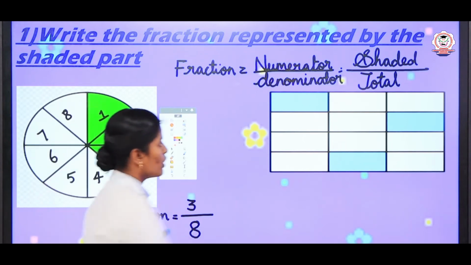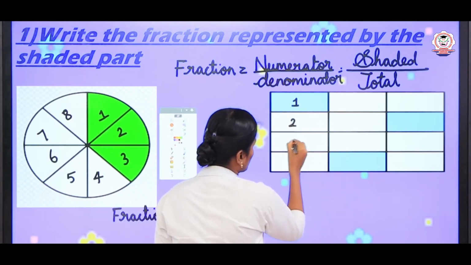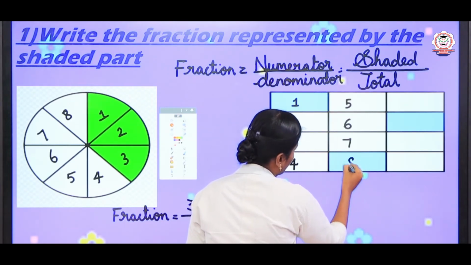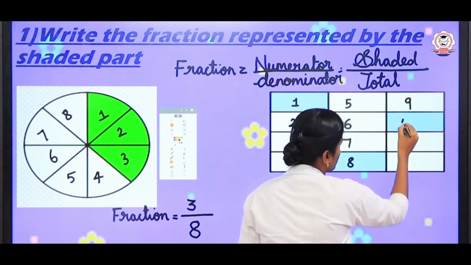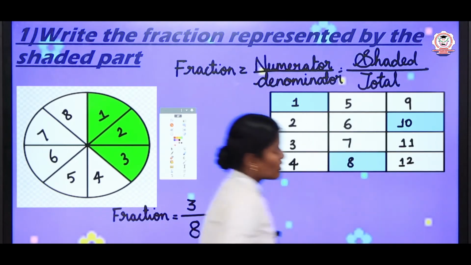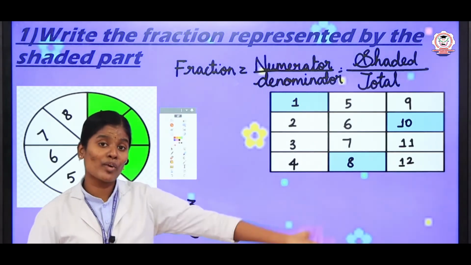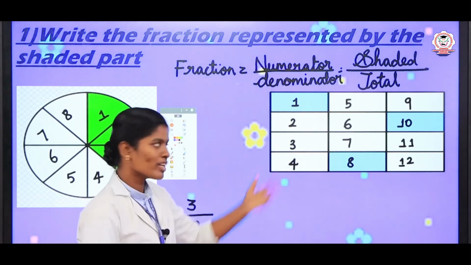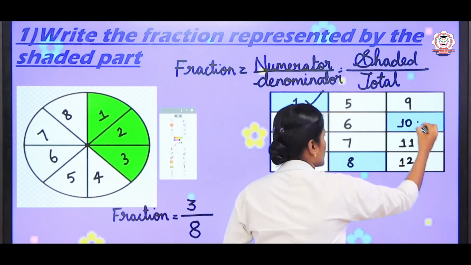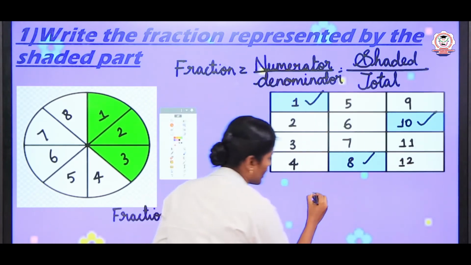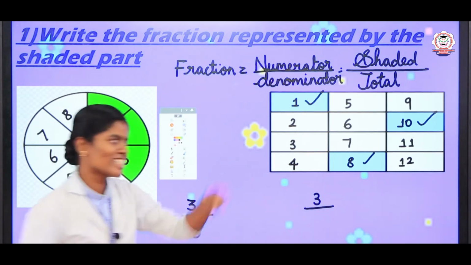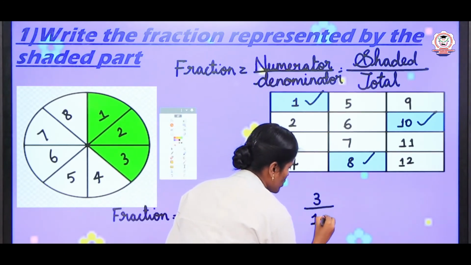And next we have 1, 2, 3, 4, 5, 6, 7, 8, 9, 10, 11, 12. Totally we have 12 parts. Now we are going to write the fraction. Tell me Potika, what is the fraction here? Very good. 3 parts are shaded, right? So write 3 by, what is the total number of parts here? Yes, that is 12. So write 3 by 12.